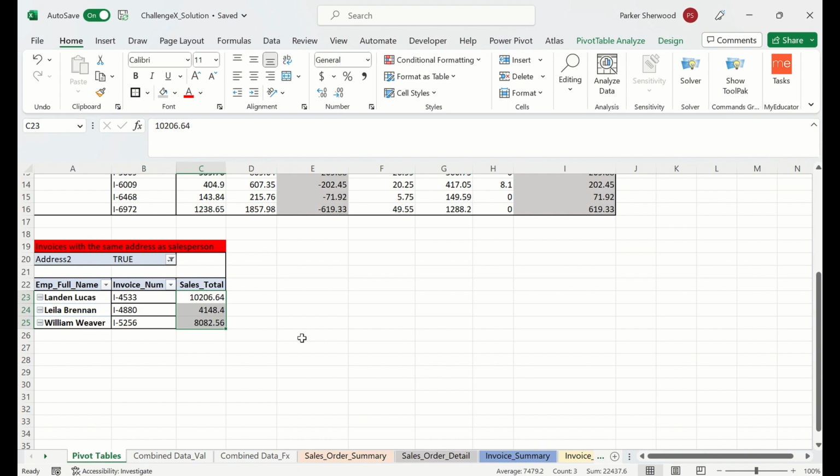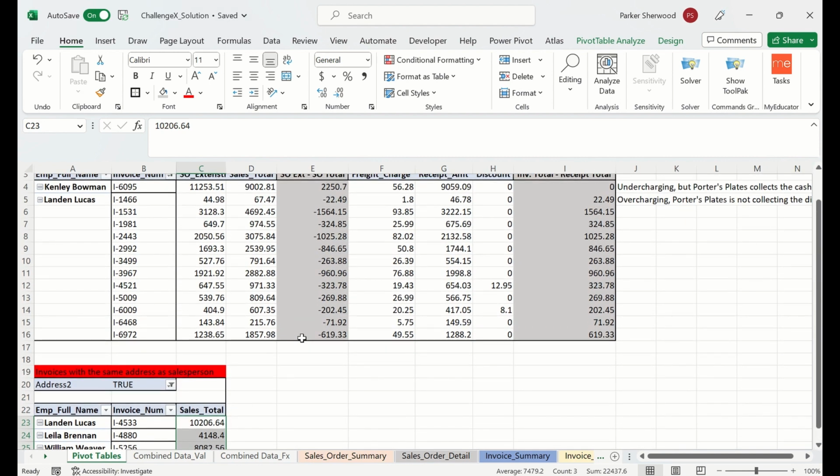This is obviously an issue that's worth investigating. There may be some issues with salesperson incentives or tone at the top. Nonetheless, there are some shady things happening at Porter's Plates this year, and now we've gotten this much closer to getting to the bottom of it.